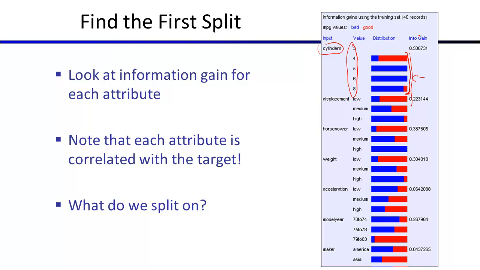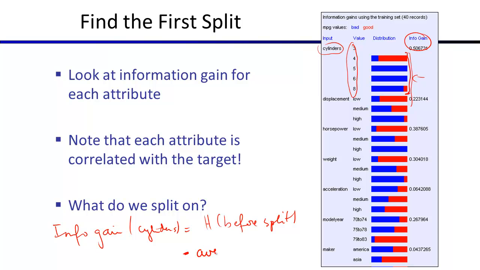The information gain for an attribute, let's say cylinders, is the entropy you had before you did the split, so H before split, minus the average H after split on cylinders. So that's your information gain. How much you gain by making that split. In this case, cylinders has a gain of 0.5, which is the highest of all attributes. So the first split would be on cylinders.